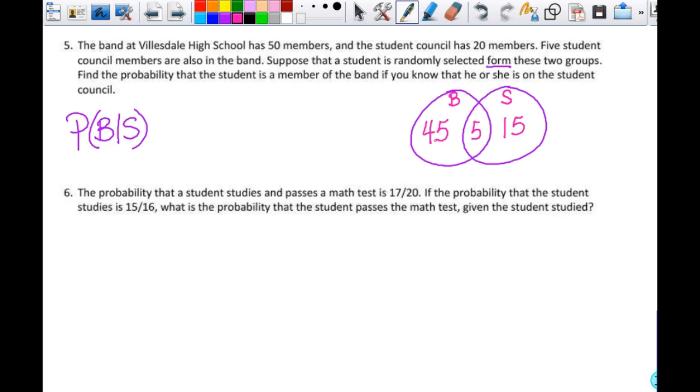So you can't count them twice. But here, if I add 45 and 5, I get 50. Add another 15, that's 65. So it's actually a total of 65 students. So if you can reason through how to put that in there, then you can add them all up. That's your total number of students. We don't actually need it, but you might for something else.